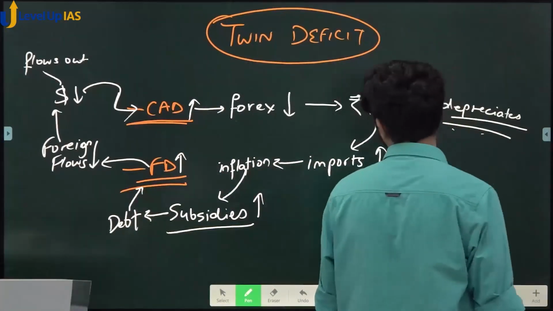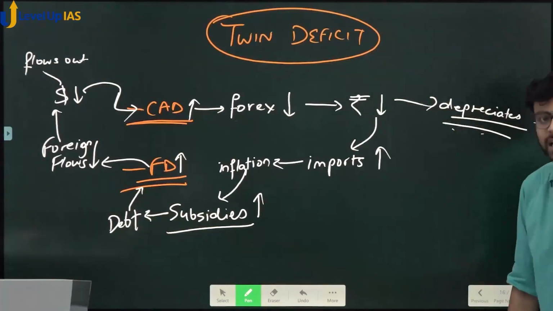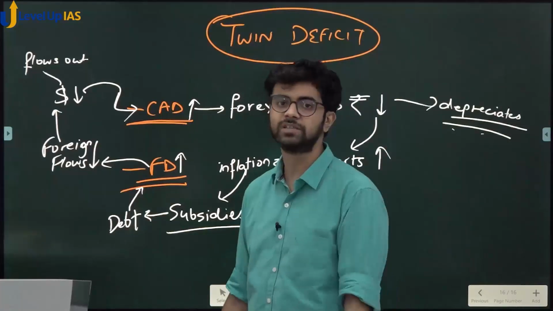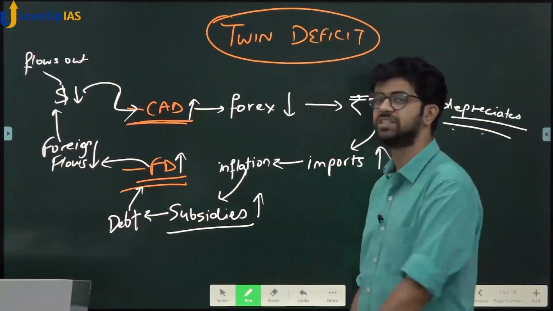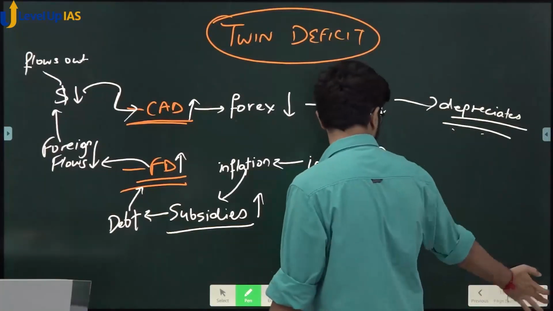ठीक है? What two deficits are there? Revenue deficit and current account deficit. Yes or no? No. Fiscal deficit and current account deficit. What two deficits are there? Capital account deficit and fiscal deficit. Yes or no? No. Current account deficit and fiscal deficit are the twin deficits. ठीक है? Next.